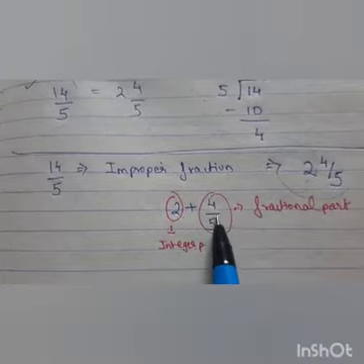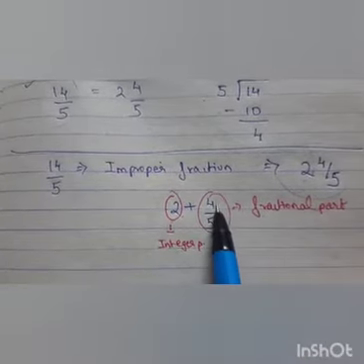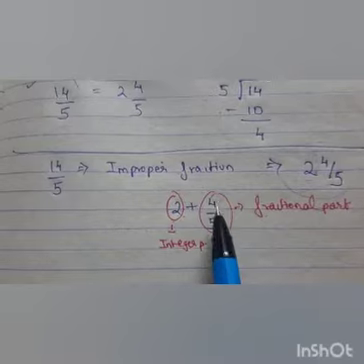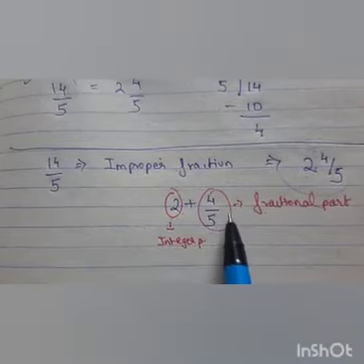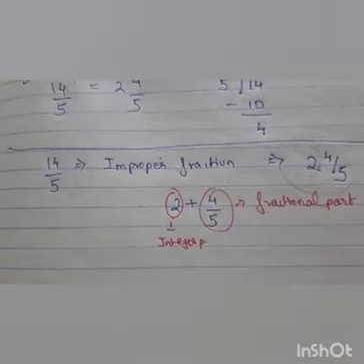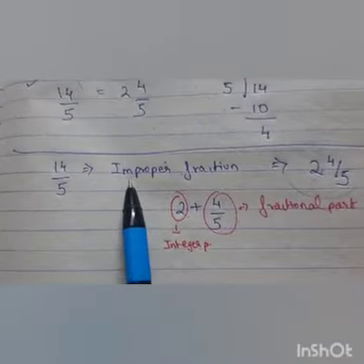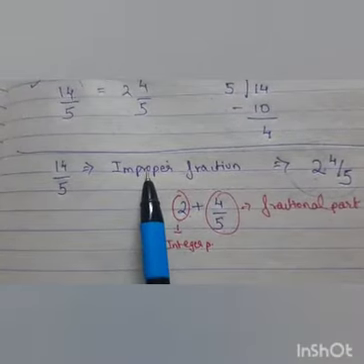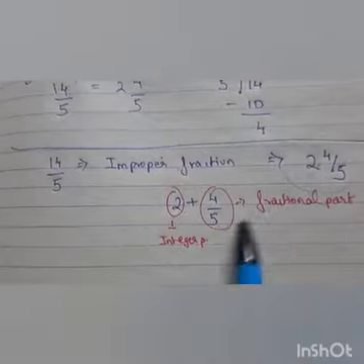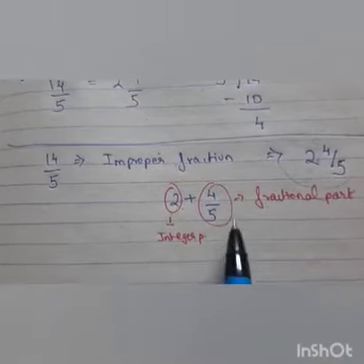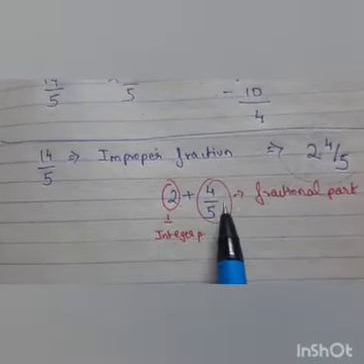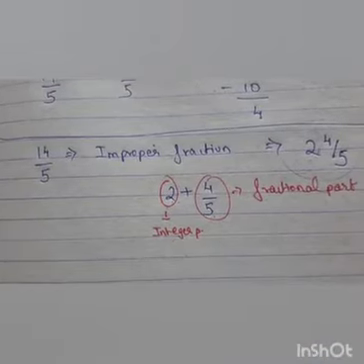See, why proper? In this 4 upon 5, what is the numerator? Its value is less than the denominator, so it is a proper fraction, isn't it? What I mean to say is that whenever you convert an improper fraction into a mixed fraction, the fractional part gets converted back into a proper fraction.